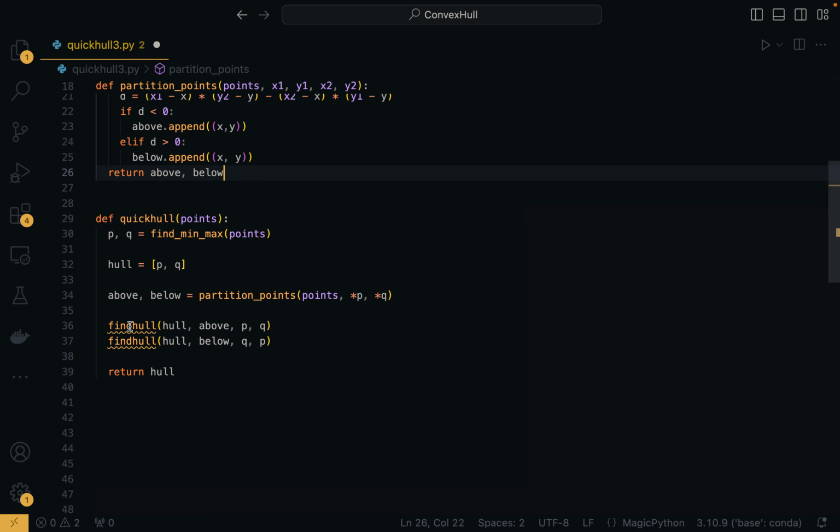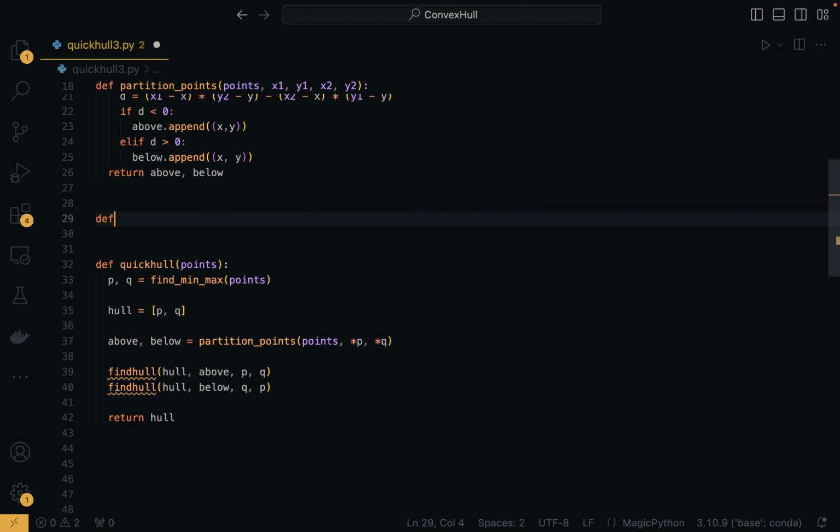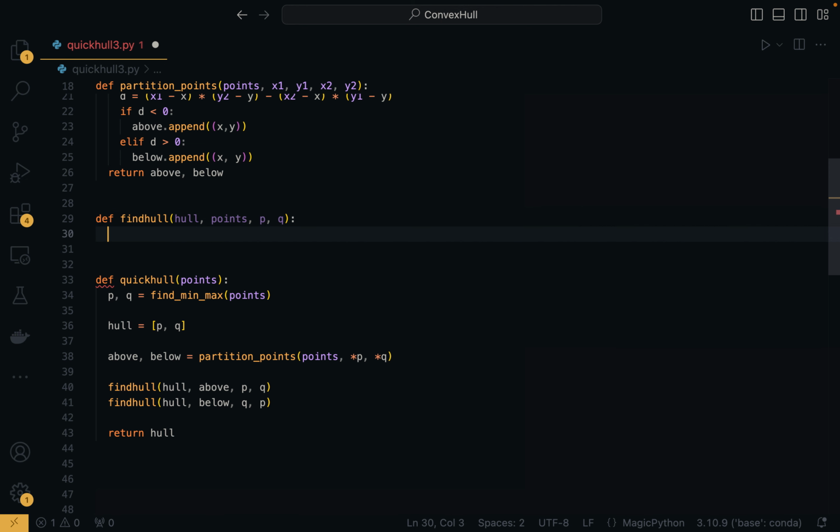So now we're left with implementing this function, so we're getting close. So define find_hull. It accepts hull, the points, and a minimum and maximum. This will be a recursive function, therefore it needs a base case. The base case will be if there's no points to process, we can just return. So if length of points equals 0, we can simply return.